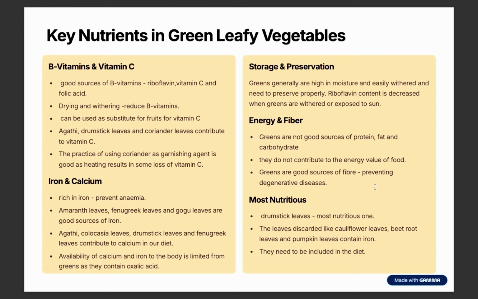Amaranth leaves, fenugreek leaves and gogu leaves are the richest source of iron, and agathi, colocasia leaves, drumstick leaves and fenugreek leaves contribute to the calcium in our diet.